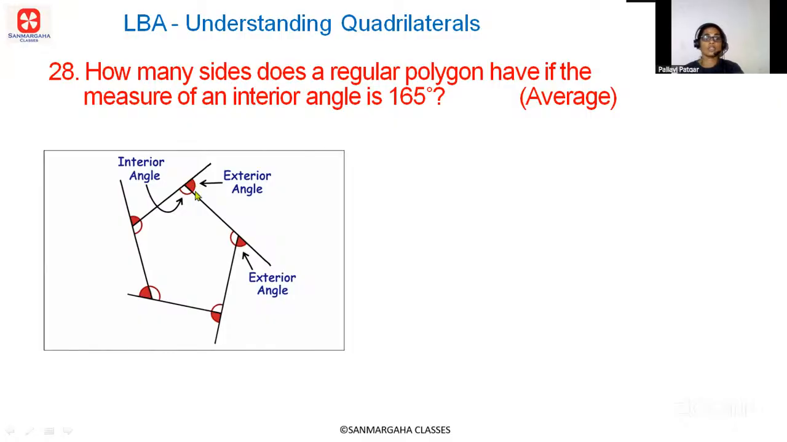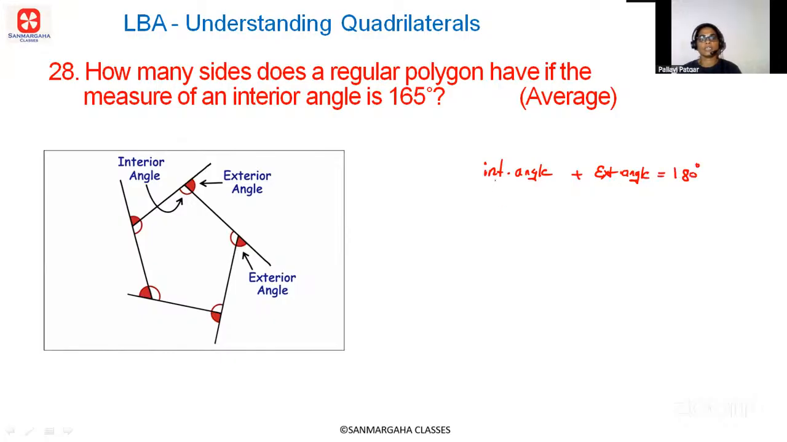So the sum of the interior angle and the exterior angle is 180 degrees. Okay, so interior angle plus exterior angle, their sum is equal to 180 degrees.